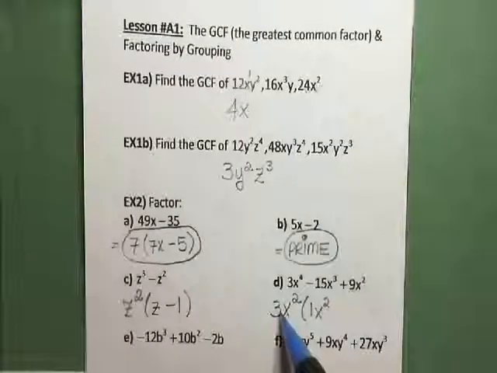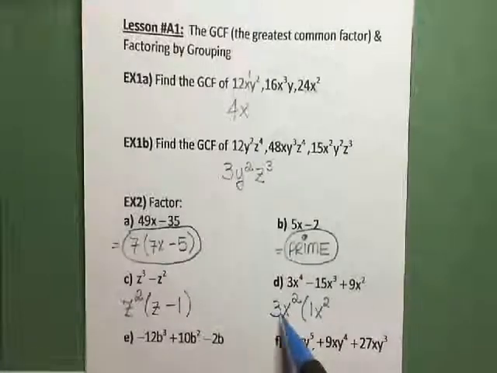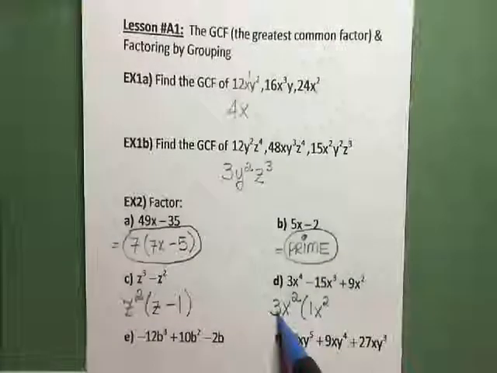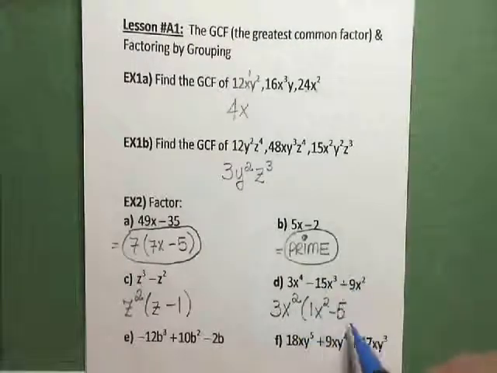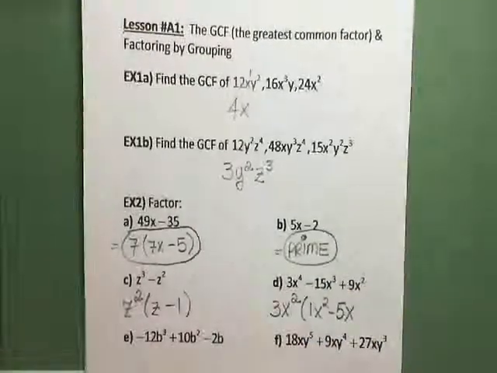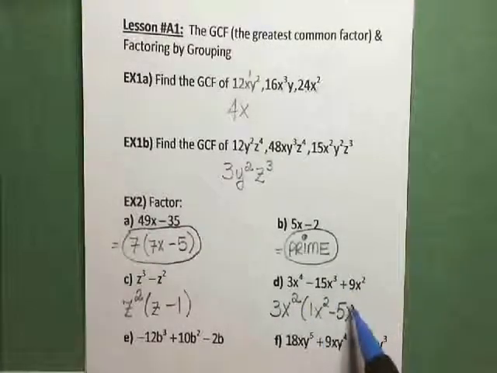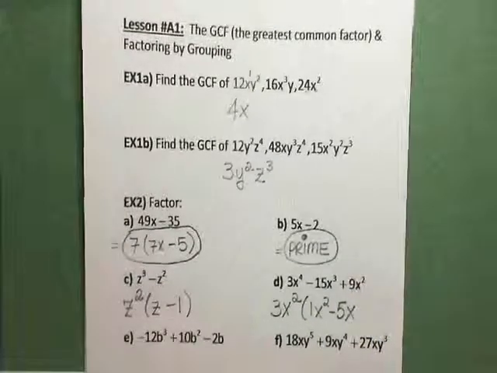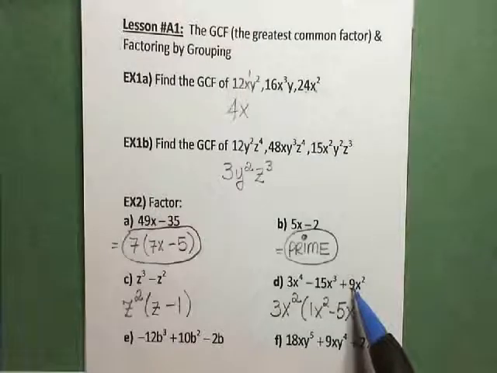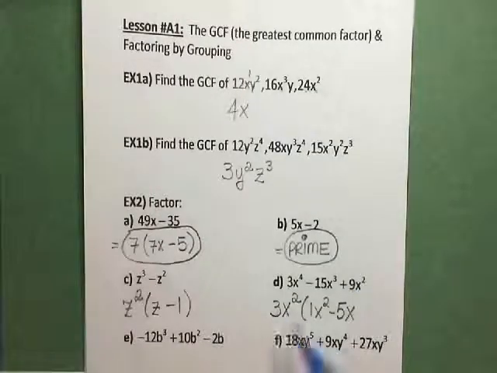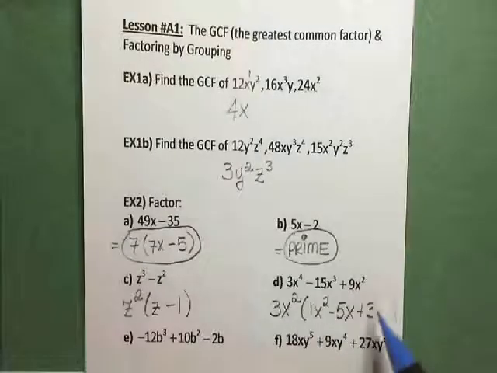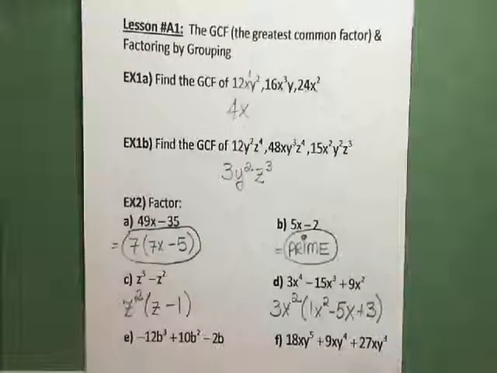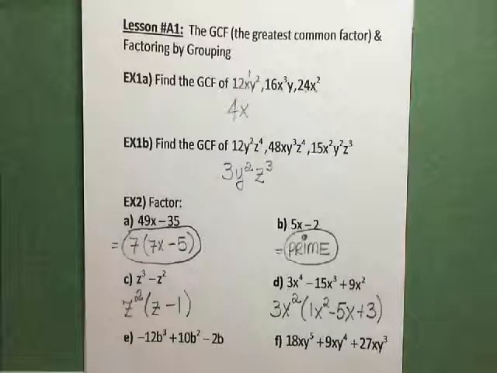Negative 15x cubed divided by 3x squared. Negative 15 divided by 3 is negative 5. X cubed divided by x squared is x, because 3 minus 2 gives you an invisible 1 there. And then the last one is positive 9 divided by 3 is 3. And x squared divided by x squared, the x squared cancels, so I'm only left with 3. And that's my factorization there.